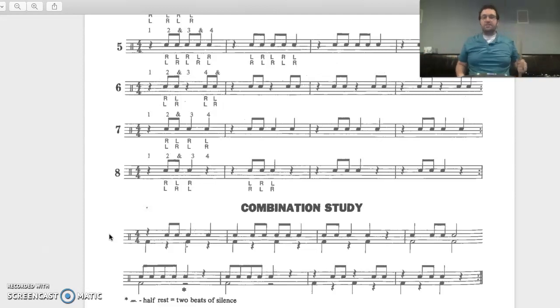Here's the combination study of lesson 3. The tempo equals 60 on this whole page, okay? If you have a metronome. 1 and 2, and here we go, and rest.